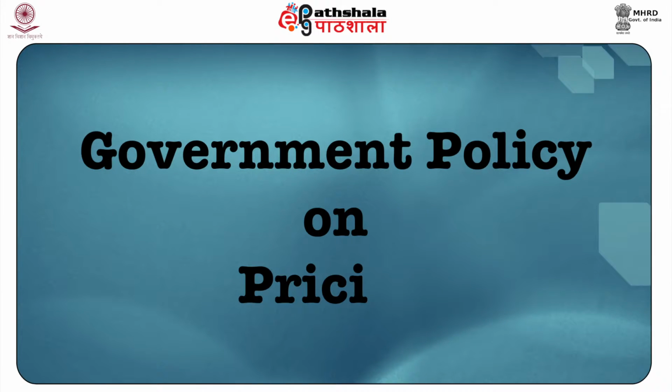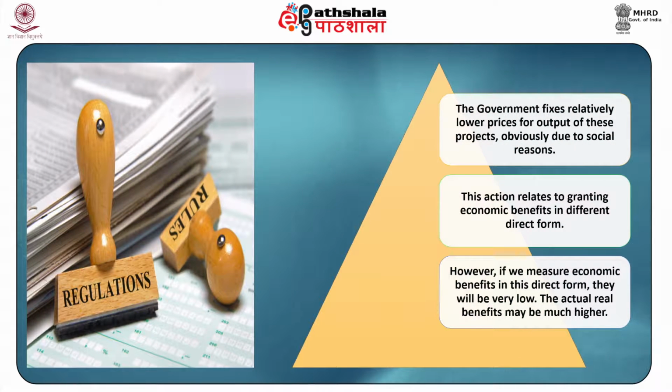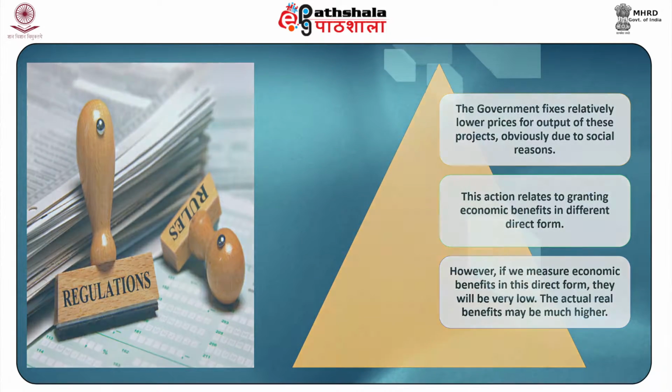Number three, government policy on pricing. The government fixes relatively lower prices for output of these projects. Obviously, due to social reasons, this action relates to granting economic benefits in different direct form. However, if we measure economic benefits in this direct form, they will be very low. The actual real benefits may be much higher.